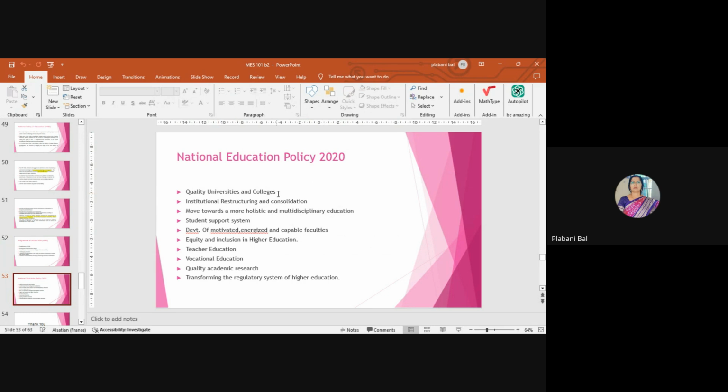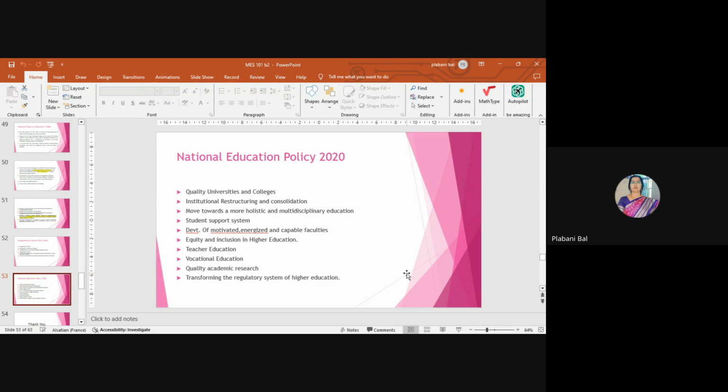Quality universities and colleges need to be established. Institutional restructuring and consolidation is needed. Move towards a more holistic and multidisciplinary education. Student support systems need to be created. Then development of motivated, energized and capable faculties. Equity and inclusion in higher education, teacher education, vocational education, quality academic research, and transforming the regulatory system of higher education.